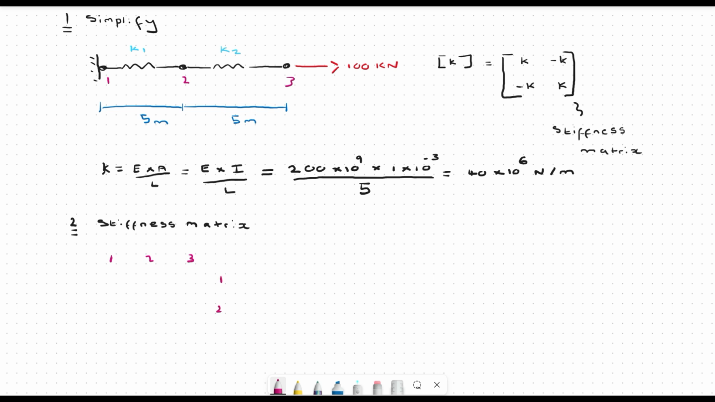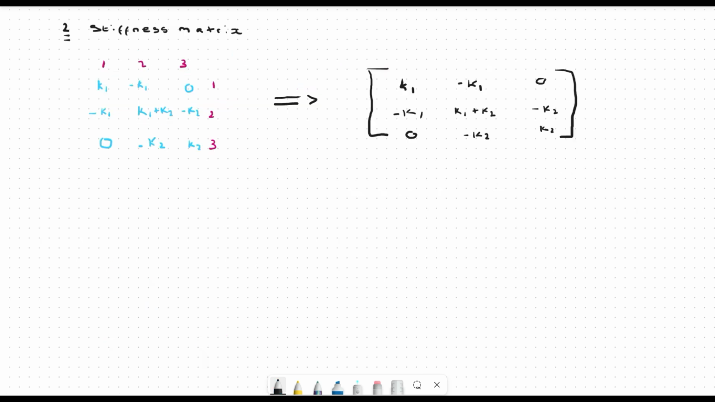If we consider the first bar element represented by K1, we can see that it is connected to nodes 1 and 2. So we will fill in this combined stiffness matrix with the general stiffness matrix we previously discussed. Now consider the second bar element represented by K2. We can see that it is connected to nodes 2 and 3. So we will fill in this combined stiffness matrix with the general stiffness matrix we also previously discussed. And here we have it on the right hand side, the completed stiffness matrix.